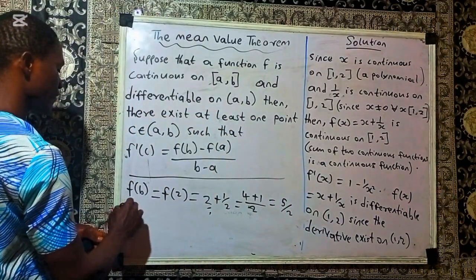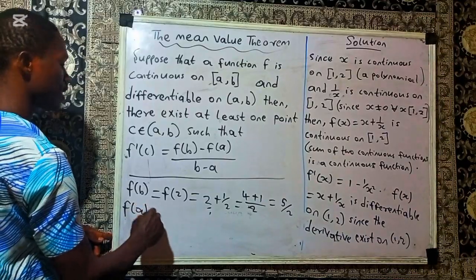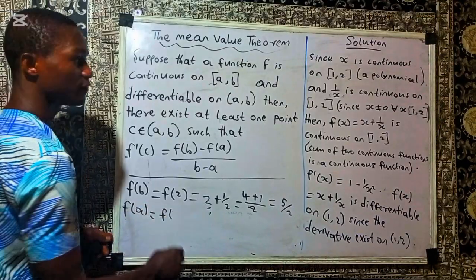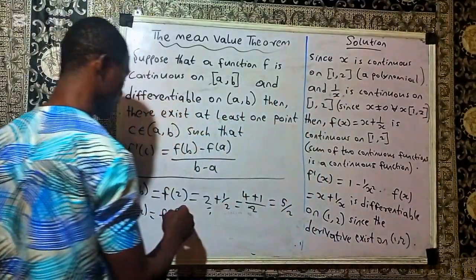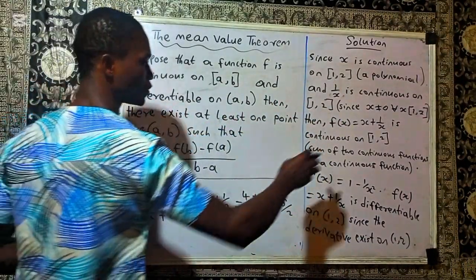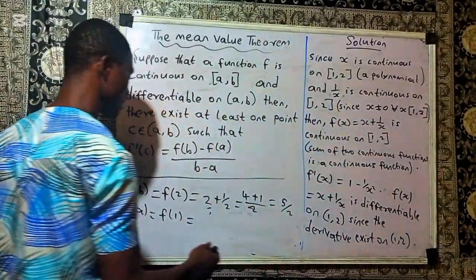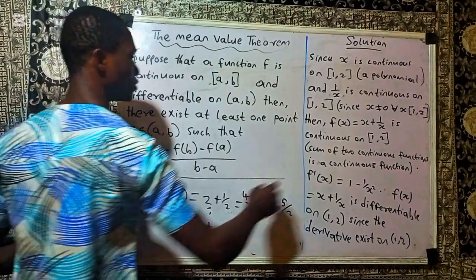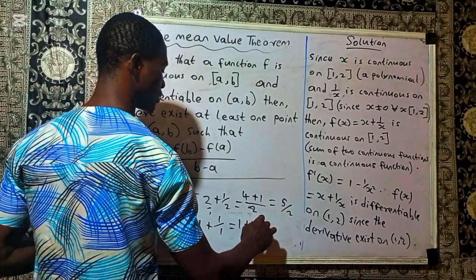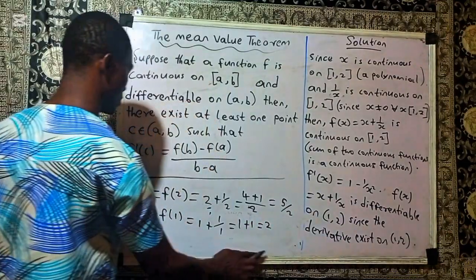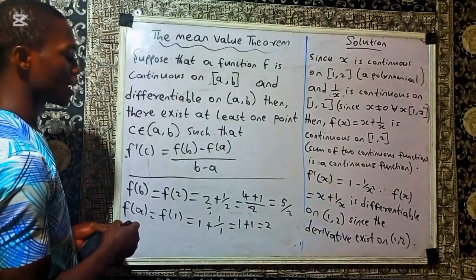Then you check f at A. F at A is f at the first point. What was the first point here? 1. You replace x with 1 in our function. You have 1 plus 1 over 1, which is 1 plus 1, which is what? 2.